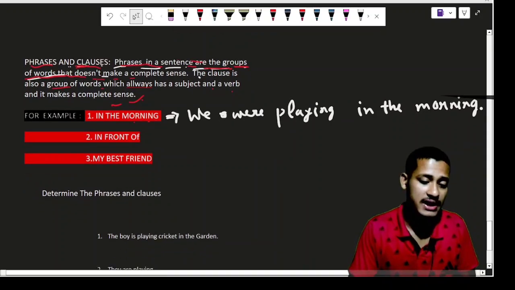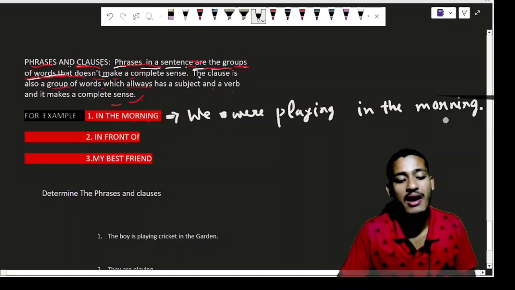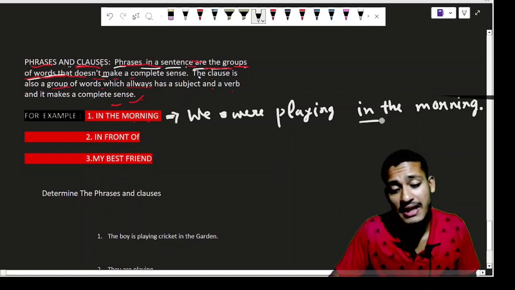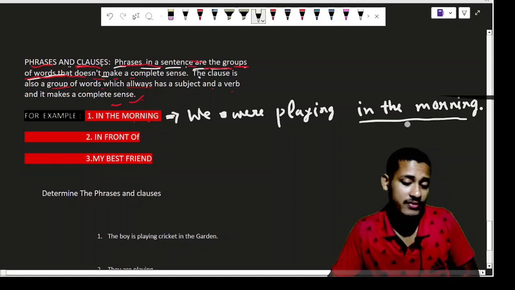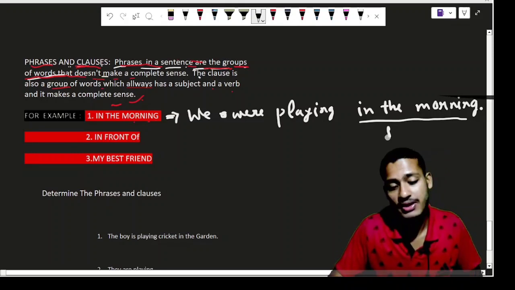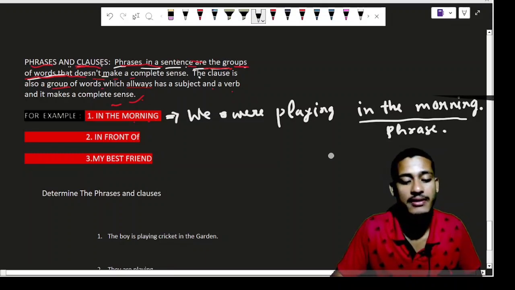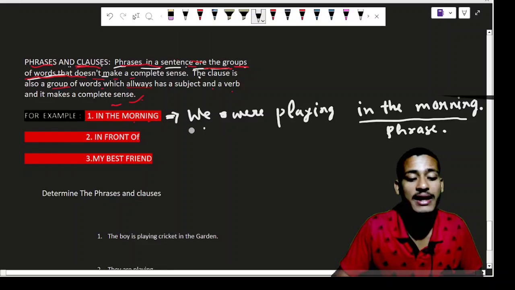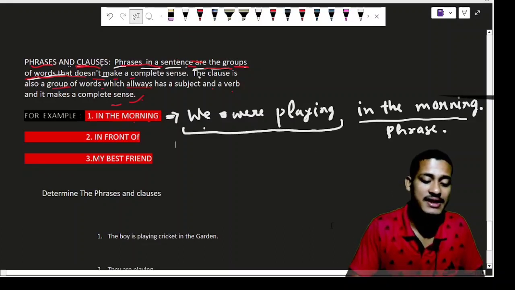Now let us look at this sentence. We were playing in the morning. In the morning, this is a group of words. This does not make a complete sense. This is a phrase. But we were playing, this makes a complete sense.